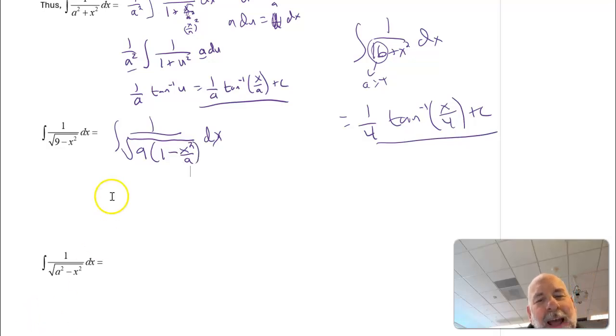And so that 1/9 is multiplying this, so I can pull it out of the square root and make it a 3. So that's going to be 1/3 on the outside. All right, cool. So that's that part.